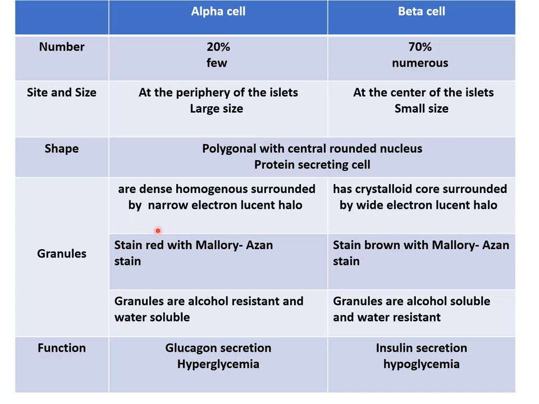The granules inside alpha cells are dense homogeneous, surrounded by a narrow electron lucent halo. Dense homogeneous in the center, surrounded by electron lucent halo. But granules in beta cells have a crystalloid core surrounded by a white electron lucent halo. This is a narrow halo and this is a wide halo.